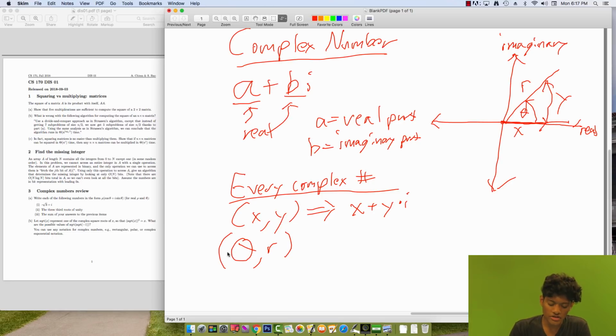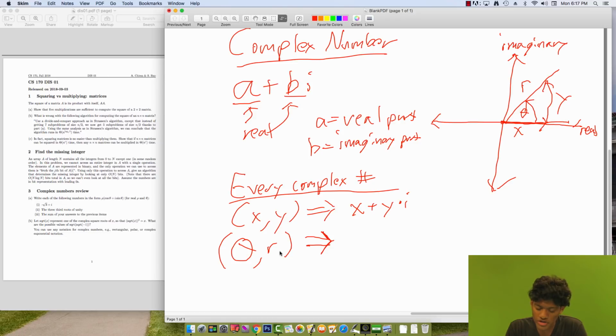So given this theta and this r, we want to think about how we can convert this to an explicit expression for the complex number. Here we said, here's an x and a y, and here's exactly how you translate to a complex number. Now we're saying here's a theta and an r, and we want to ask how we translate that to a complex number directly.